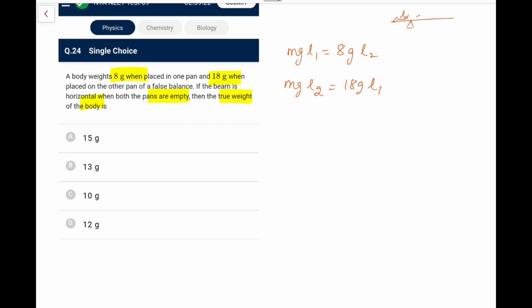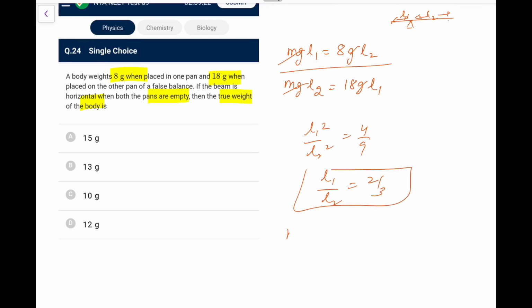This was L1 and this was L2. One time it is here, one time it is here. So what we can do here, we can divide it. So what you have, L1 square upon L2 square is 4 by 9. So you have that L1 by L2 is equal to 2 by 3 for sure.